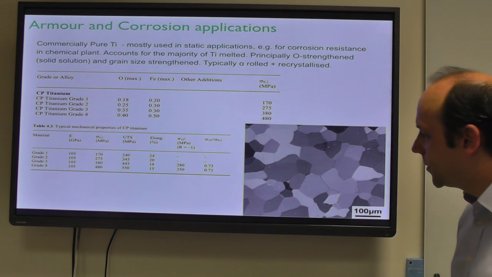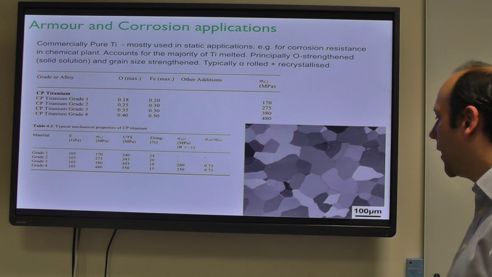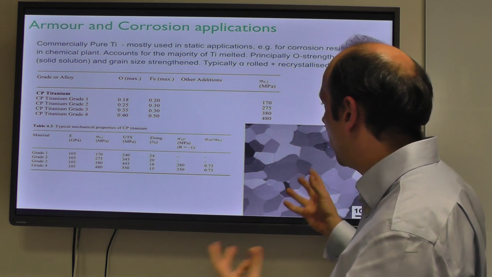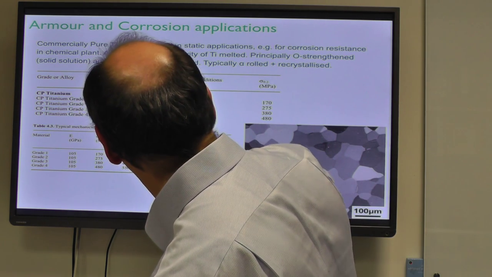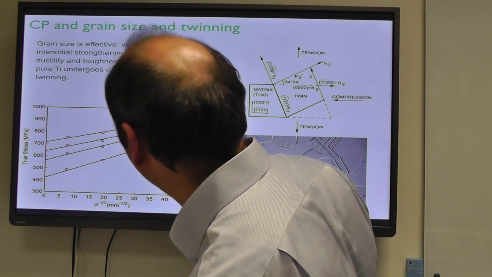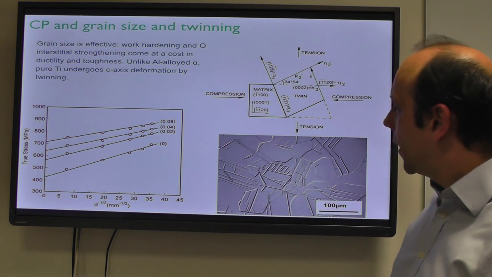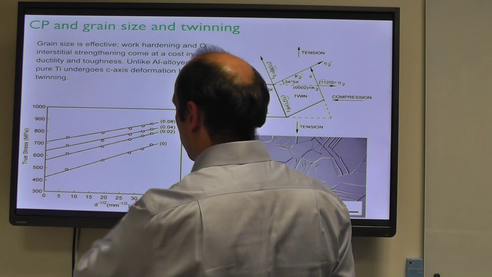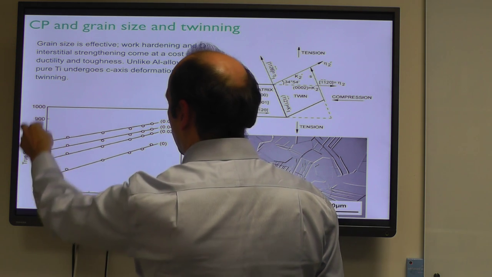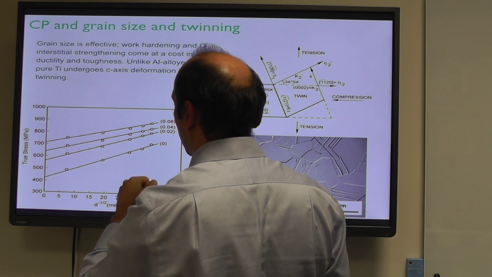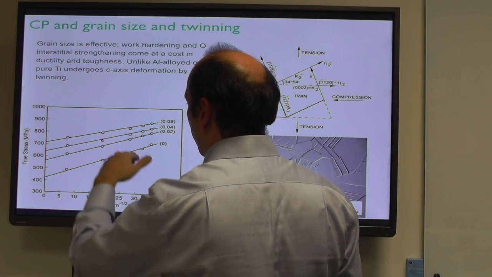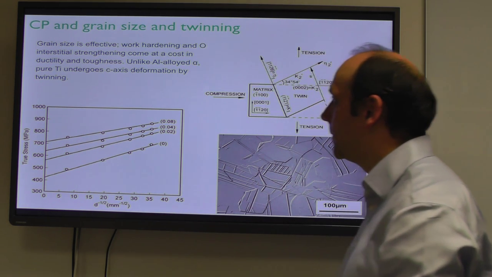And there's a nice micrograph of CP titanium. It's an all alpha structure. If you try hard enough, you can get relatively fine grains and make it even stronger than that. But that's a typical CP titanium structure. Not very strong, not very exciting mechanically. It obeys the Hall-Petch relation, so you can use grain size strengthening. This is inverse square root of grain size against the yield stress for different oxygen contents, and you can get higher and higher strengths if you go to finer and finer grain size.